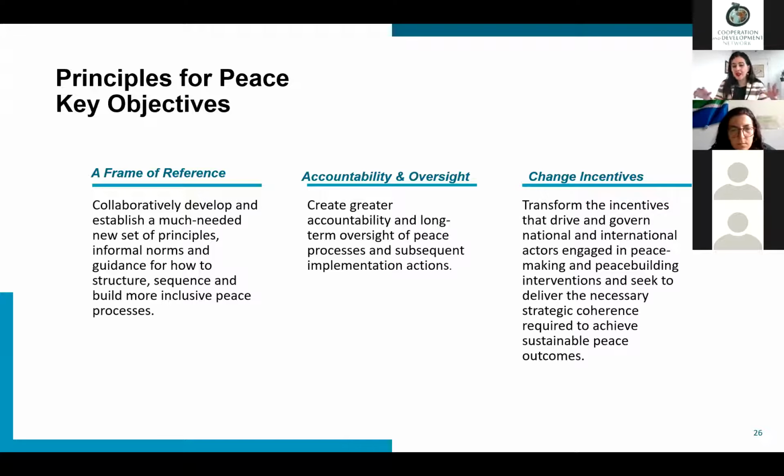So what we're trying to do is actually create a process that sets these principles, that creates that common frame of reference, that grammar, that then allows us to call out when there are violations of them. It doesn't mean that they will not be violated, but it will allow us to do so. And the second approach is to create this greater accountability and to work on shifting incentives, the twisted incentives, I call them. And I'll illustrate why that is important.